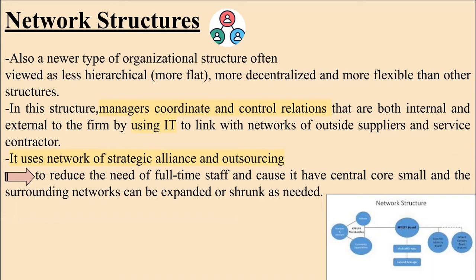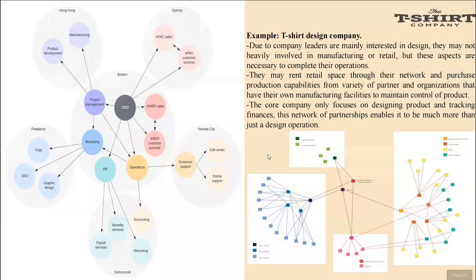So in simple terms, they use a network of strategic alliances and outsourcing to reduce the need for full-time staff and because it has a central cost model. So in the slide, we can see an example of network structure.